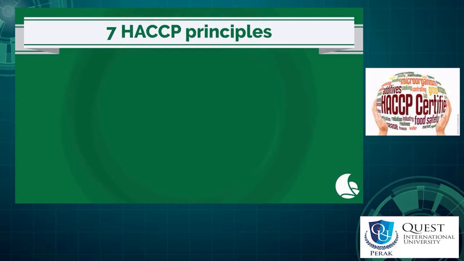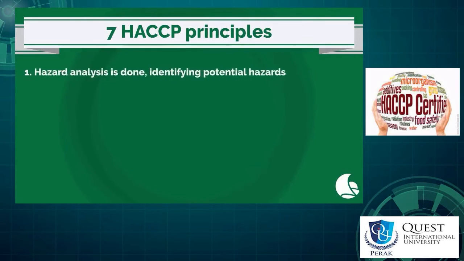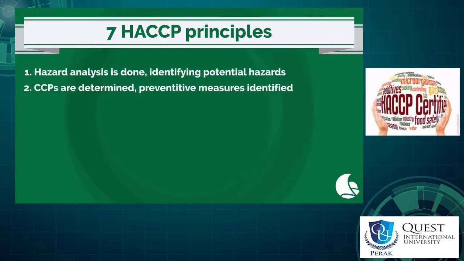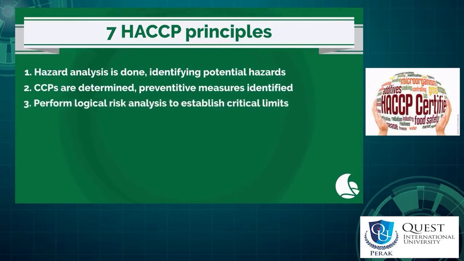The 7 principles are as follows. 1. A hazard analysis is performed in which all potential hazards are identified. 2. Critical control points are determined and preventative measures to prevent these from being exceeded are identified. 3. Critical limits for hazards are set. These limits are established by the company through a logical risk analysis.